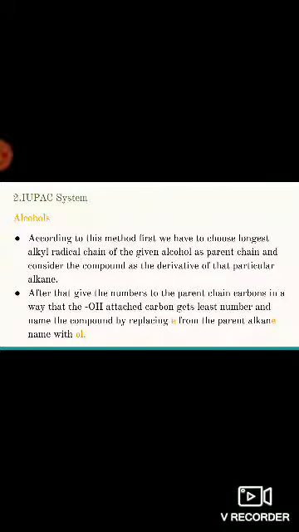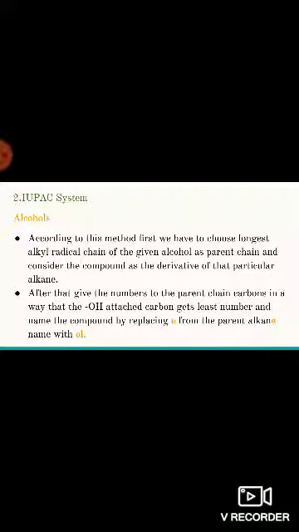Next, the second one is the IUPAC system. In order to name a given organic compound according to the IUPAC system, we have to follow some specific rules. IUPAC gives a specified name to each and every organic compound. It is an internationally adopted system, not a local one. IUPAC stands for International Union of Pure and Applied Chemistry. In order to name the alcohol according to the IUPAC system, we have to follow some specific rules.